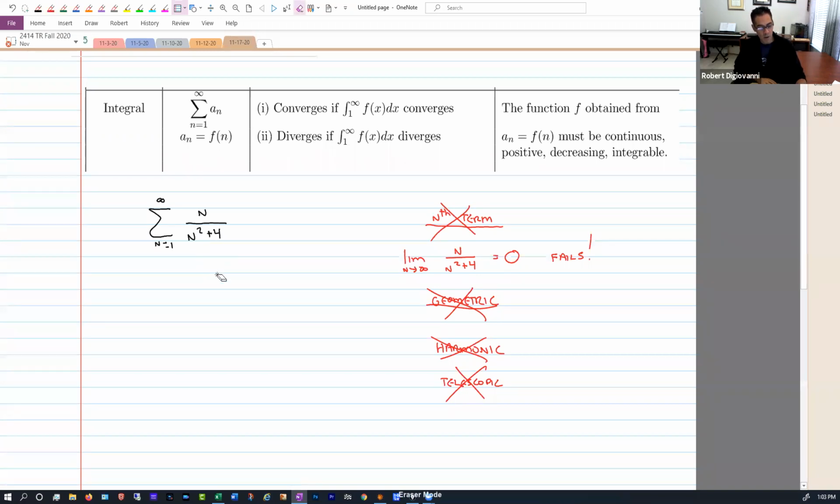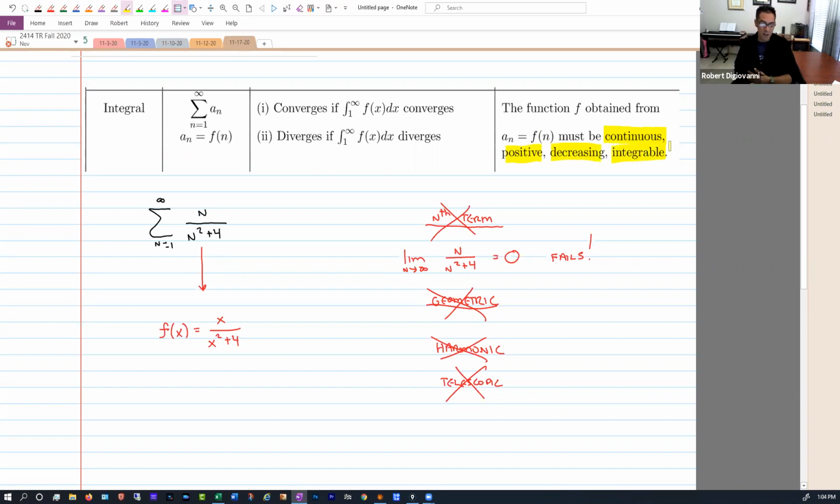So the integral test says what we're going to do is we're going to look at the sequence, and we're going to rewrite the sequence as a function of x instead. And now we have to check a few things. This is directly copied from your formula sheet. The thing we have to check on the function is that it's continuous, positive, decreasing, and integrable.